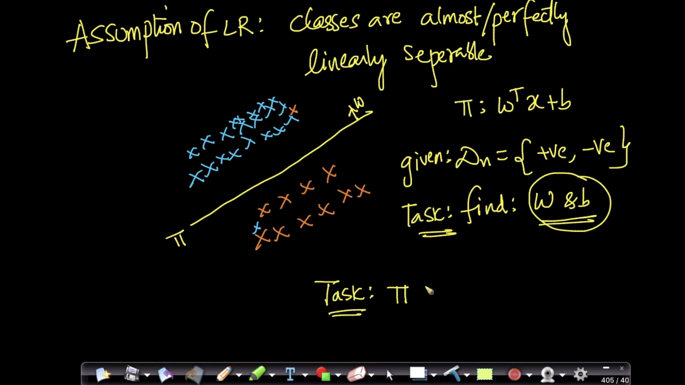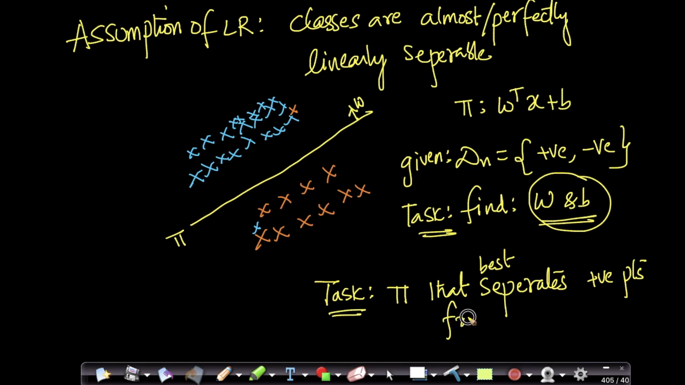The task is to find a plane pi that best separates, I should say, because sometimes it may not be perfect, right? Because you have these two errors or two outliers. That best separates your positive points from your negative points. That is the task of logistic regression, right?